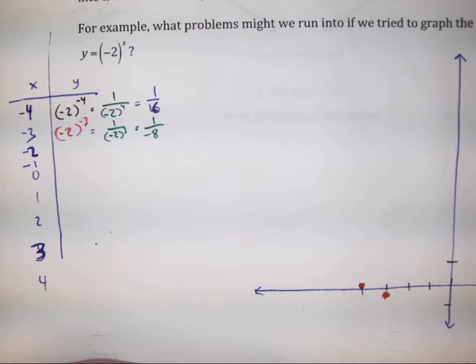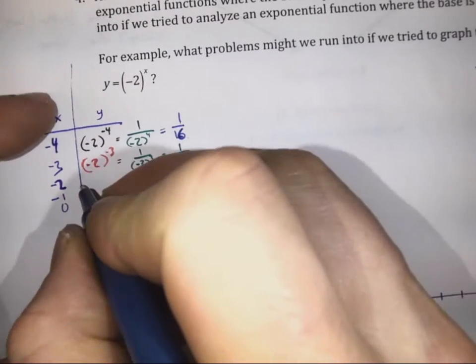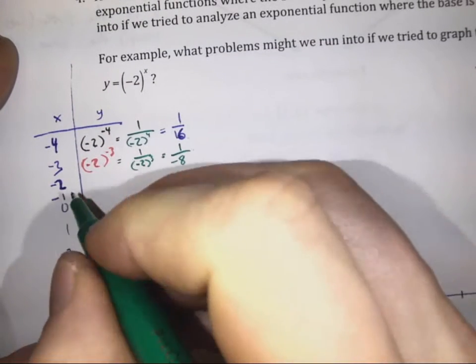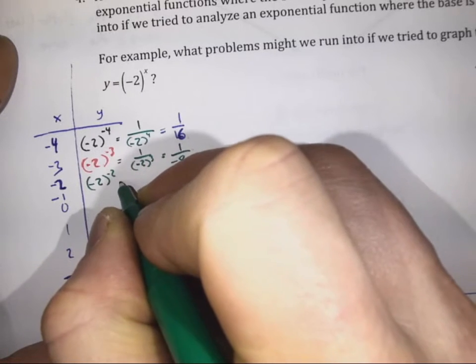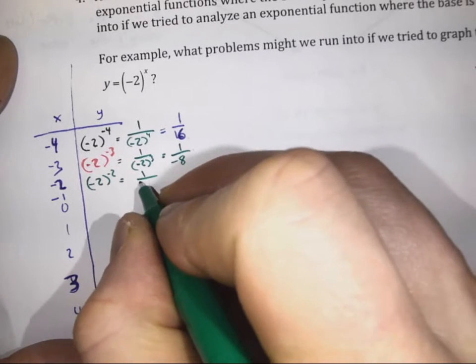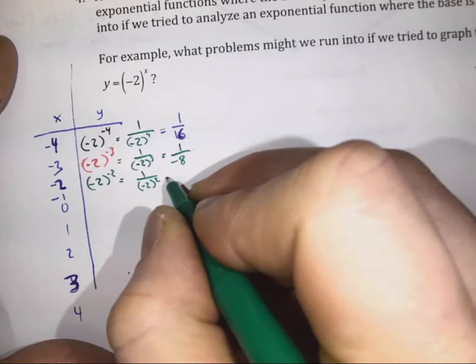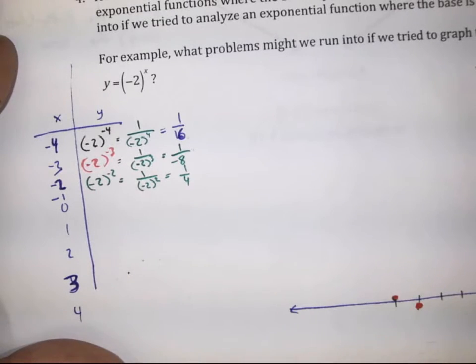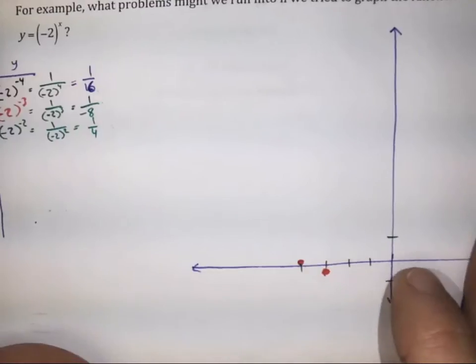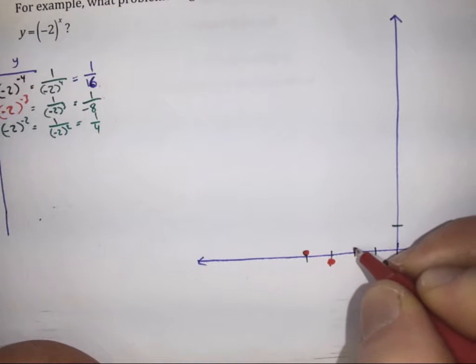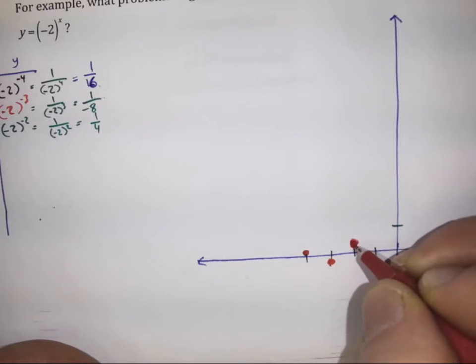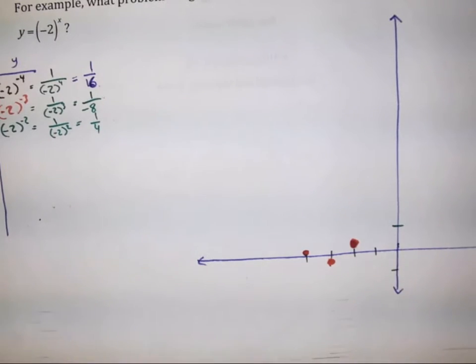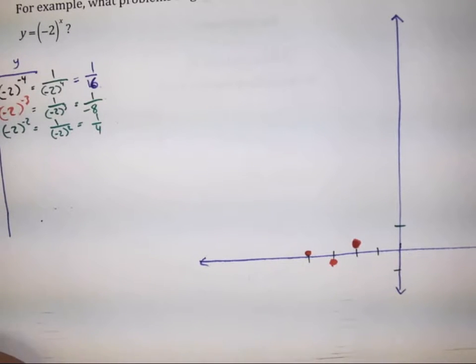Okay, let's see if we can continue this pattern. Okay, we've got x is negative 2, so that's going to say negative 2 raised to the power of negative 2, which is 1 over negative 2 squared, or 1/4. So when x is negative 2, y is 1/4. All right. So again, we popped above the y-axis. Let's keep going.